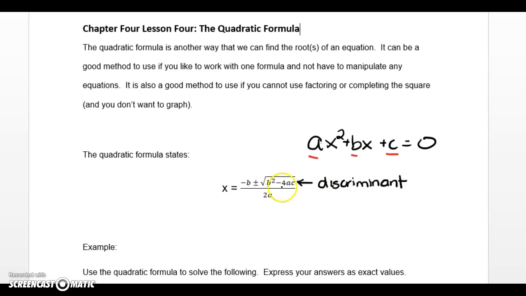So if your discriminant, so you take b squared minus 4ac, if that value is positive, that means you're going to have two solutions, or two roots. If it's 0, that means you're going to have one solution. And if it's negative, that means that you will have 0 solutions.